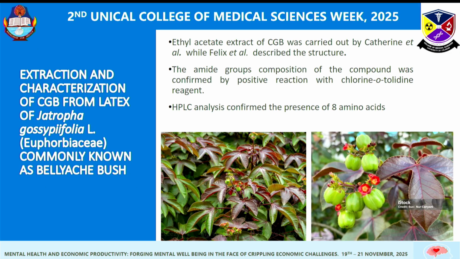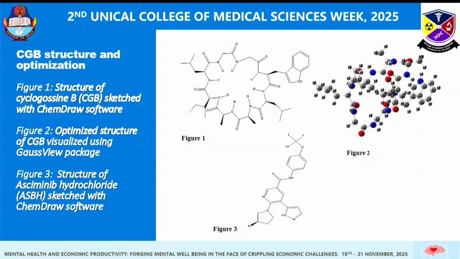Next slide. All right, cyclogossine B was extracted from latex of Jatropha gossypiifolia. This plant is widely distributed in the southeastern part of the country, and it is also found in Cross River. So HPLC, which is high performance liquid chromatography, was used to analyze the structure, and we discovered that it has 8 amino acids linked together by peptide bonds in a cyclic form. Let's look at the next slide.